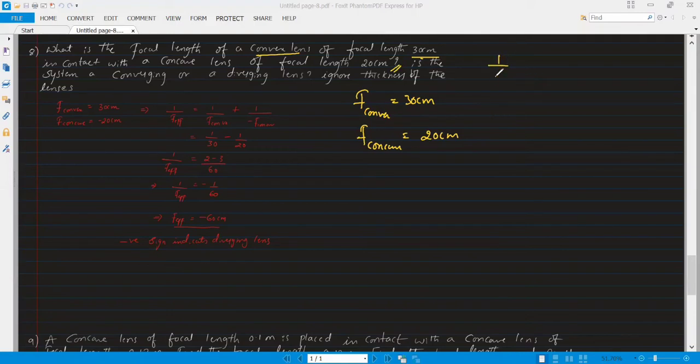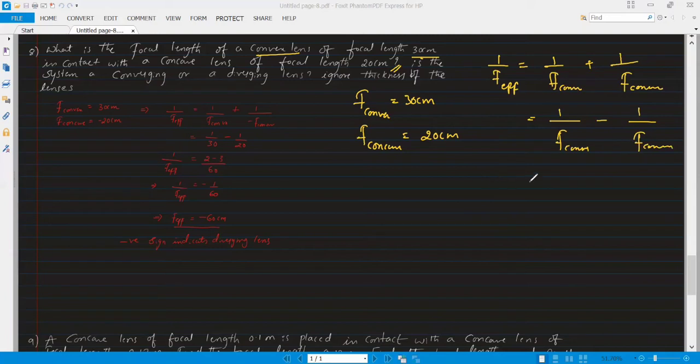The formula was 1 upon f effective is equal to 1 upon f convex plus 1 upon f concave. Since the focal length for the concave lens is always negative, we substitute the negative here. Okay, so you substitute the values. 1 upon f effective is going to be 1 upon f convex, which was 30, minus 1 upon 20.